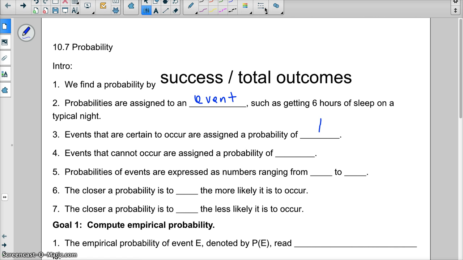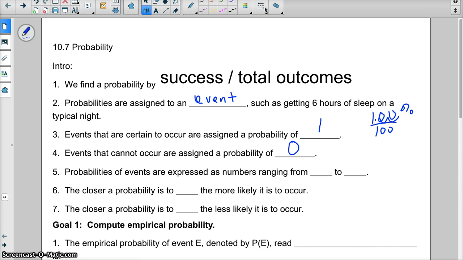In probability, we take the percent off. And how do you change percent? You divide by 100, which moves the decimal two places to the left, okay? Events that cannot occur are assigned a probability of 0. Good. What is the probability that you can travel back in time? 0. That cannot occur. It would be exciting if we could.